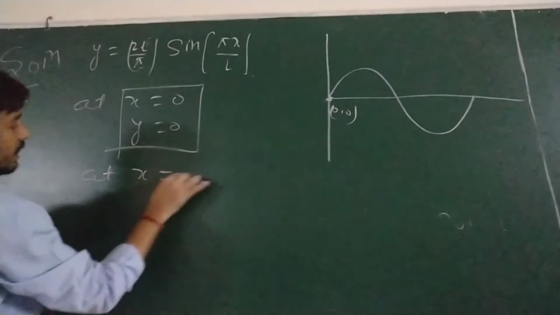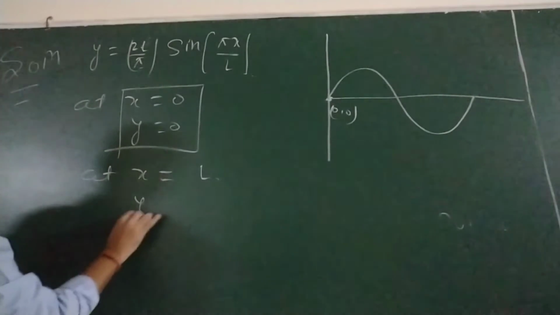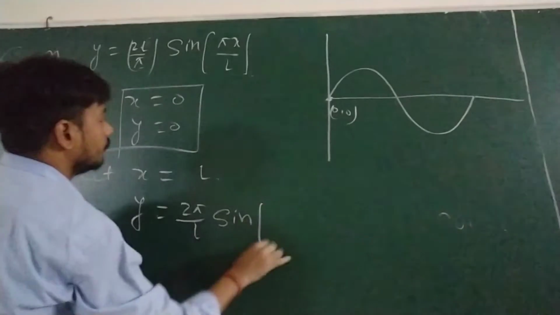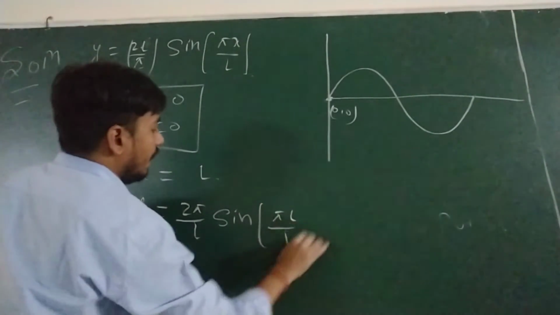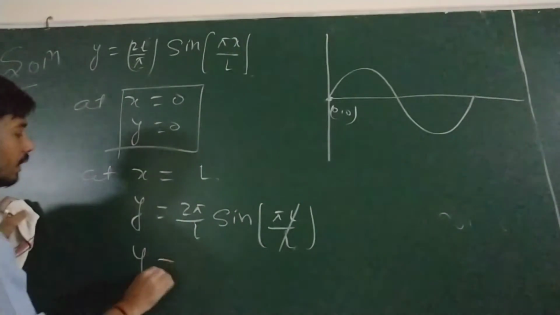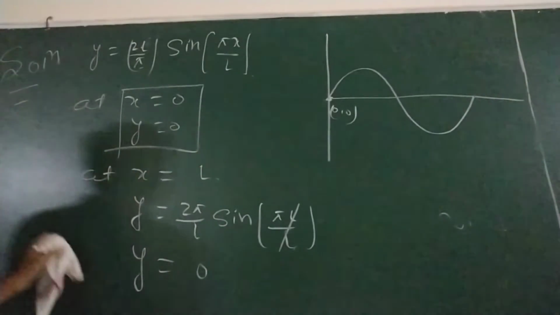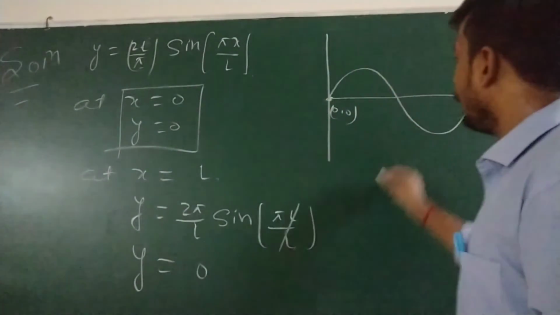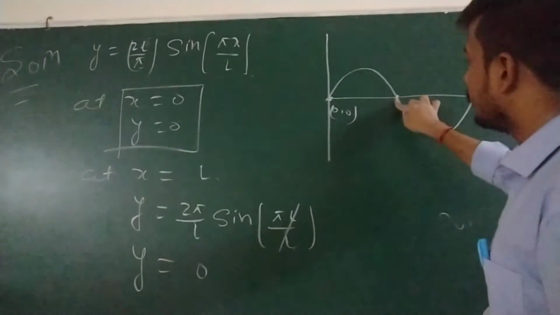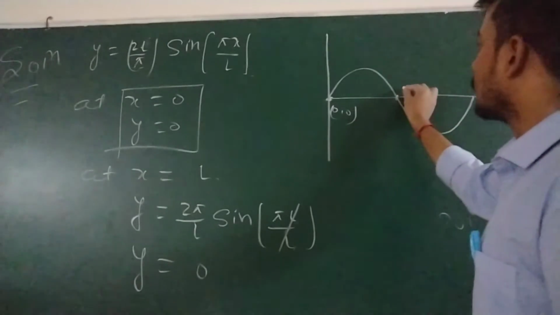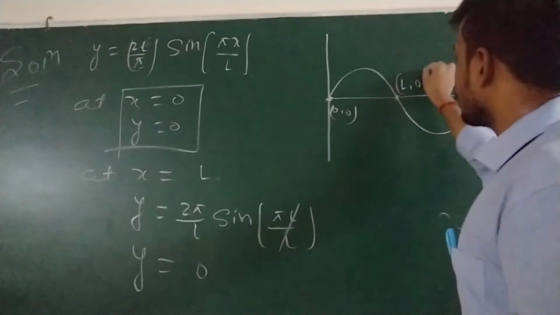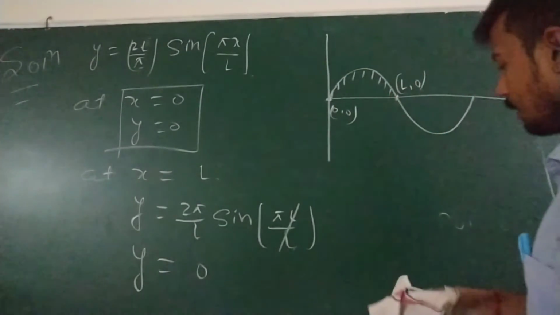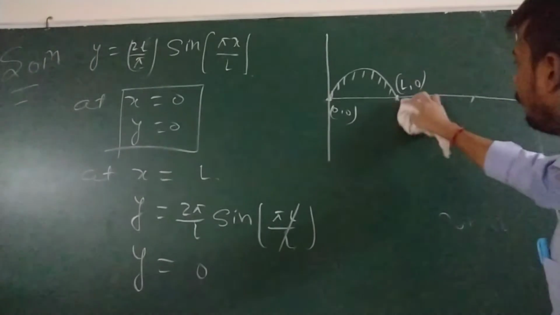At x equal to L, y will be 2L by pi into sine of pi L by L. Again this is coming 0. So y is equal to what? Again coming 0. It means the next position has y equal to 0 where x is L. So this coordinate becomes (L, 0). And this is our reflecting surface. This is not necessary, so I will not come to this one.